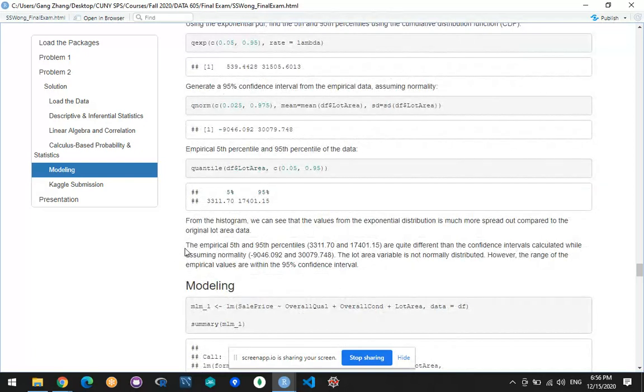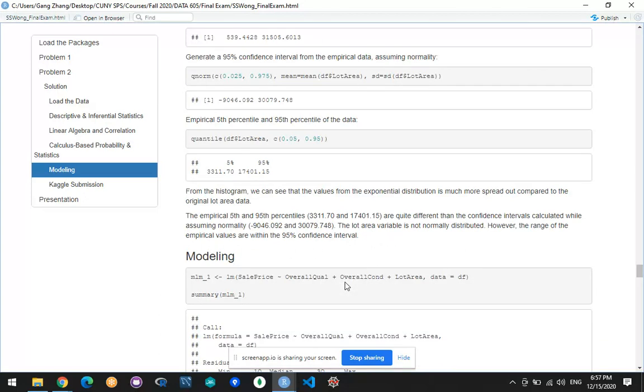And also, the empirical 5th and 95th percentiles are quite different from the confidence interval calculated while assuming normality. So the log area variable is not normally distributed. However, the range of the empirical values are within the 95% confidence interval.